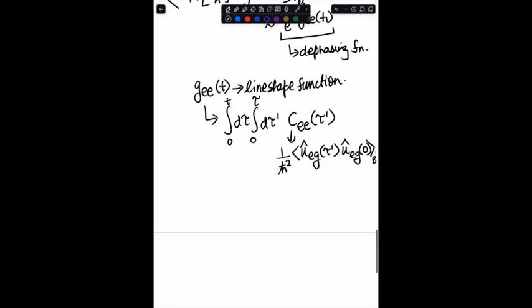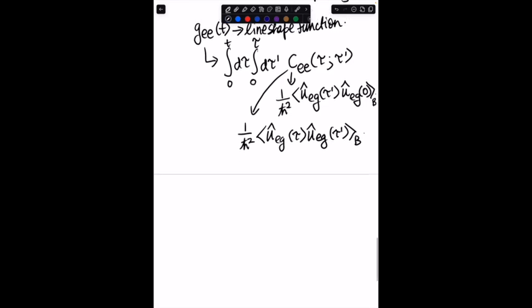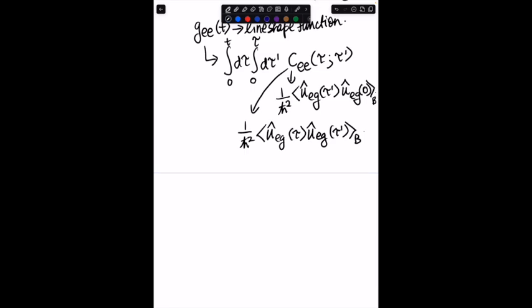a path ensemble average, or the other way of writing it would be 1 upon ħ², and you can write it as C_eg as a function of τ', or you can write it as C_eg as a function of τ and τ', which means that you can write it as U_eg(τ) U_eg(τ') traced over the bath ensemble average. I will prove the equivalence of these two integrals in a little while. I suppose I haven't done that previously.